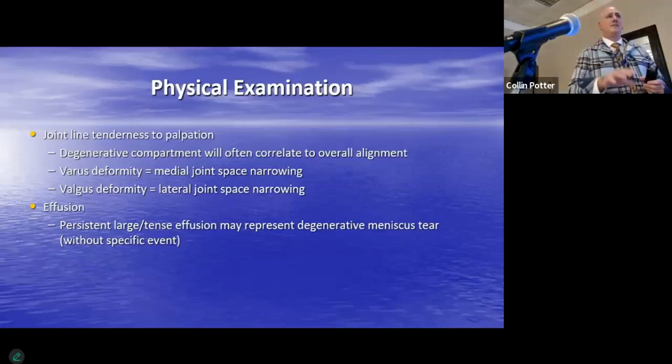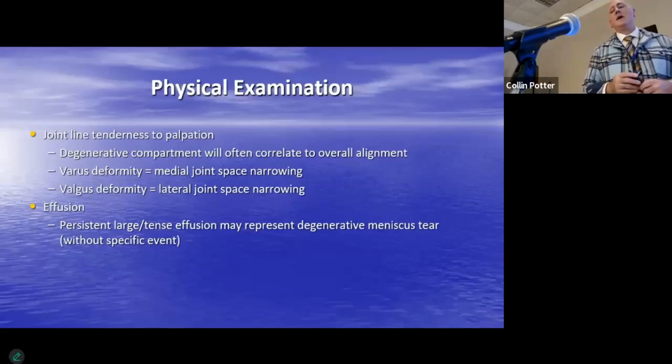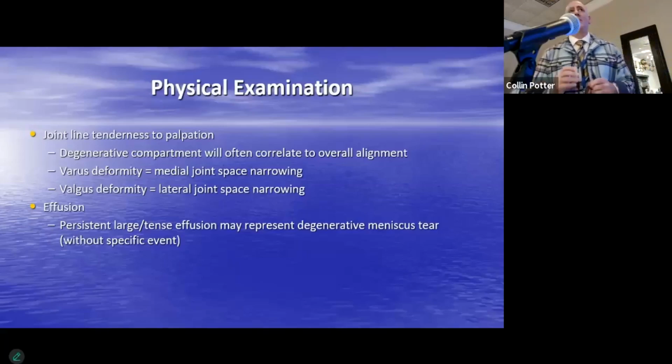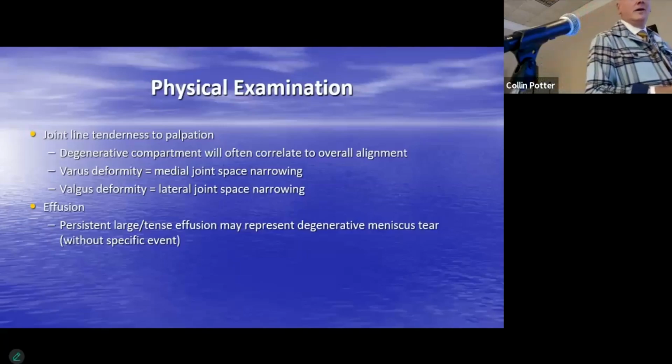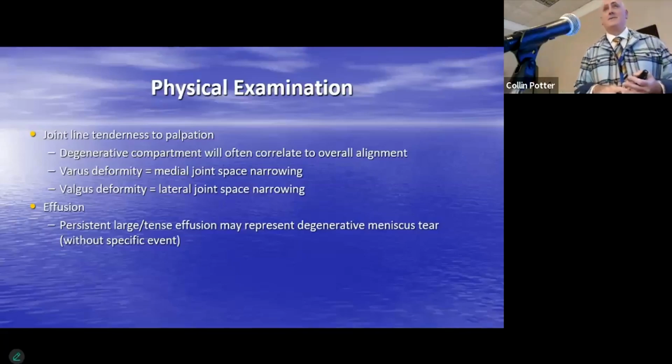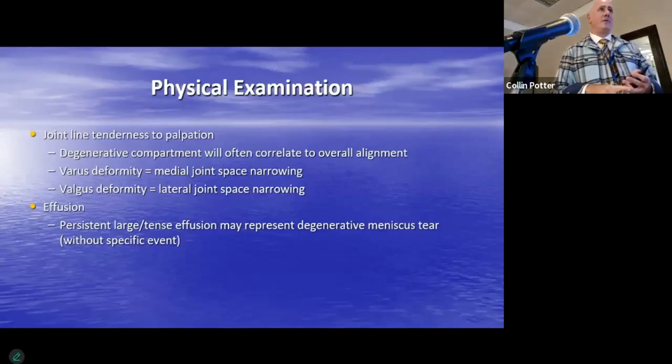So an effusion is different than swelling, right? Swelling is a soft tissue issue, right? Edema, let's call it edema. And an effusion is intra-articular fluid. Sometimes that fluid is synovial. Sometimes it's infectious, right? If we have an infection. And sometimes it's blood if we have a trauma, right? Do we have a fracture inside the knee?